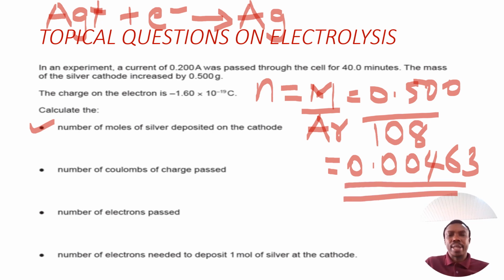So the next question is calculate the number of coulombs of charge passed. Using your formula, number of coulombs Q will be equal to what?